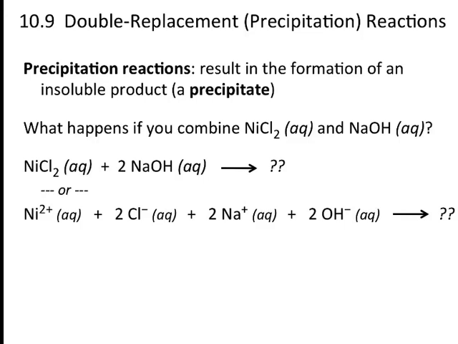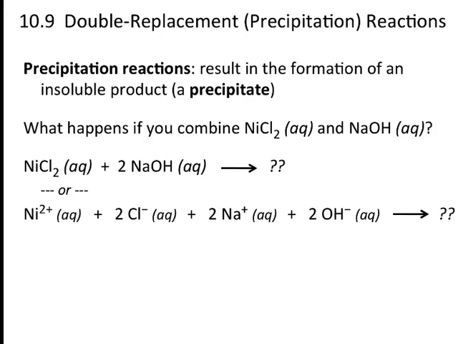Okay, this one we're going to cover though, because I think this is important chemical insight that I want to introduce you to here. So these are called double replacement reactions, and another good way to call them is a precipitation reaction. And so these result in the formation of an insoluble product, which we call a precipitate. So if you're not part of the solution, you're part of the precipitate.